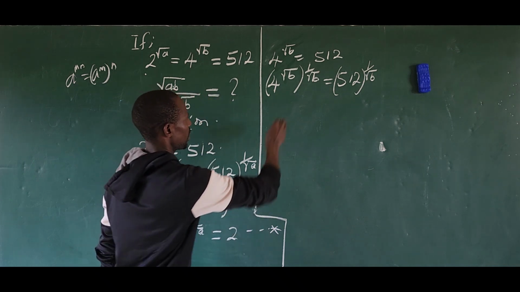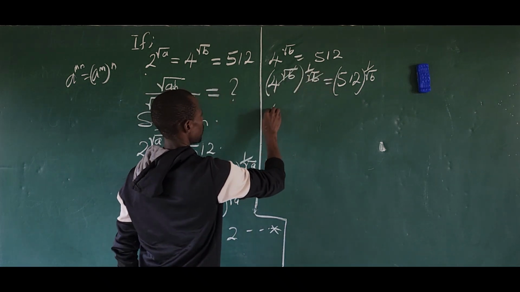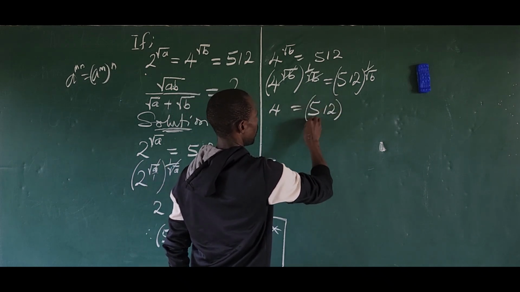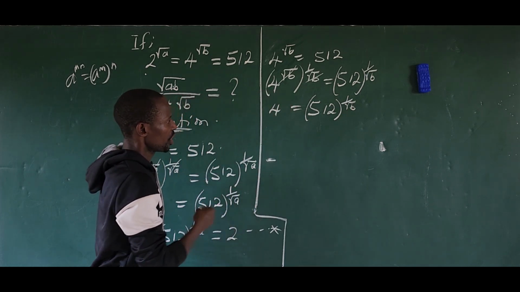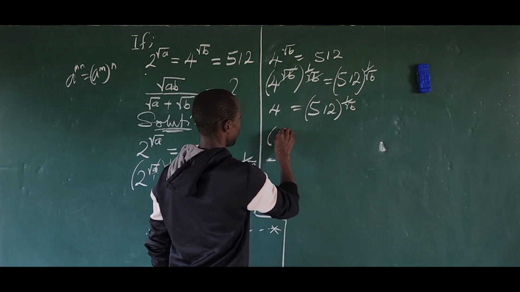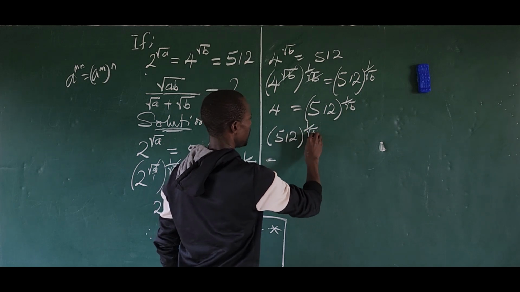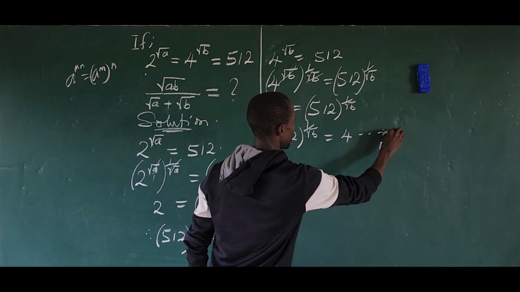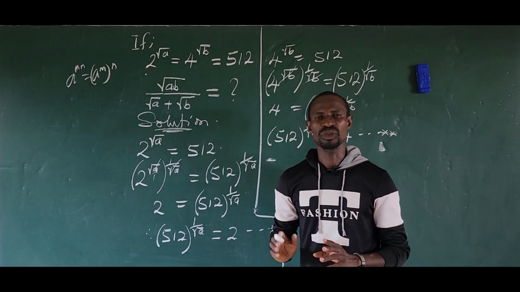Okay. So what happened? Apply this law, and we now have 4 is equal to 512 all to the power of 1 all over root b. So again, we can rewrite this as 512 raised to 1 all over root b equal to 4. Let's give this equation star. So we have 2 equations, equation star and equation star.